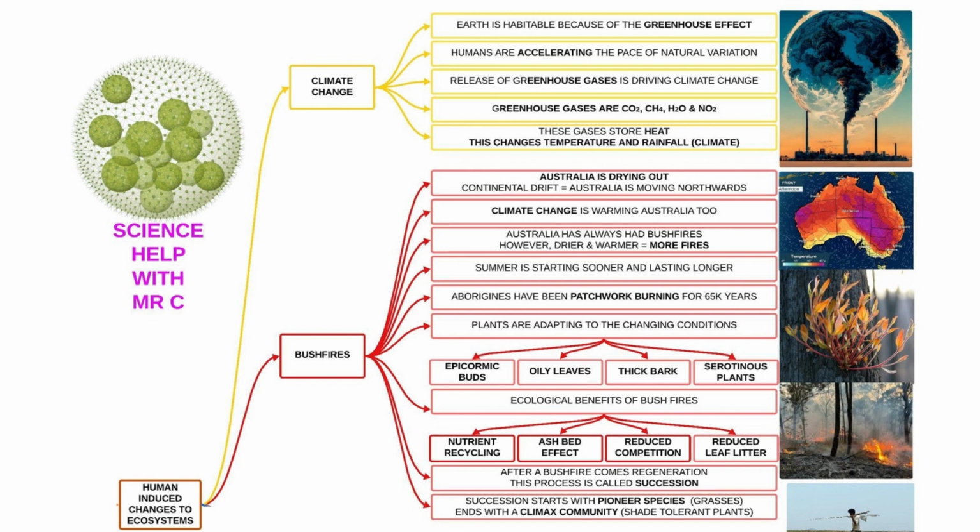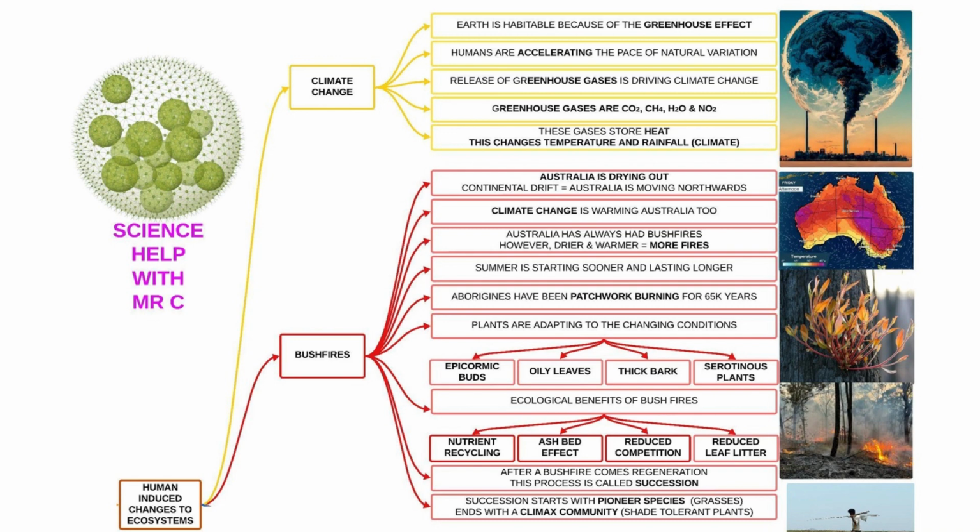Next, we've got how humans destroy ecosystems. And the first thing is climate change. The Earth is only habitable because of the greenhouse effect. This is a natural effect. But humans are accelerating the pace of this natural variation. The release of greenhouse gases is driving climate change. Greenhouse gases include carbon dioxide, methane, water, and nitrous oxide.